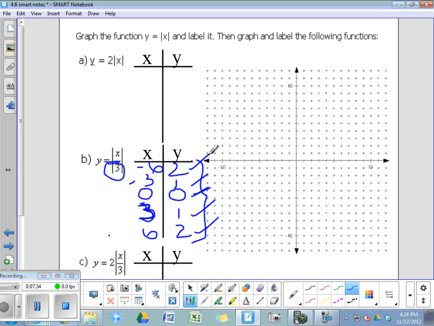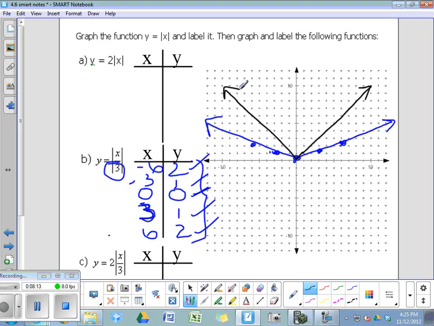So we have negative 6, comma 2, negative 3, comma 1, 0, 0, 3, comma 1, and 6, comma 2. And you can see here that this V is much wider and flatter than the parent function, which would have been rising at a 1-to-1 ratio. So while this is the parent function, the transformed or the dilated function when you divide by 3 gets flatter and wider.